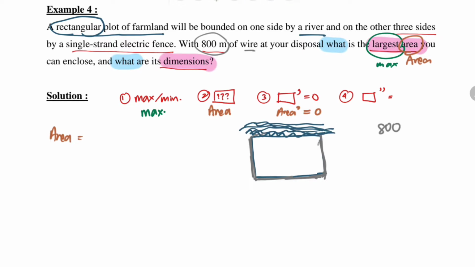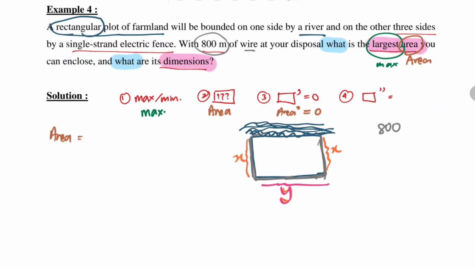So we have to let variables on our sketch here. What are the variables that we can let? Usually when we have a rectangular shape, we label the width as x and the length as y, for example. So if we have x and y as the width and the length of this rectangle, then we can write an equation for this 800 meters, where this x length is of course the same as this x length here, and the y length is only on this side.